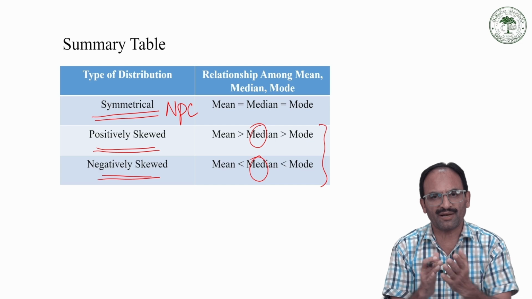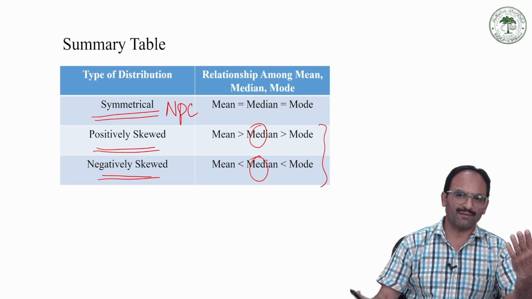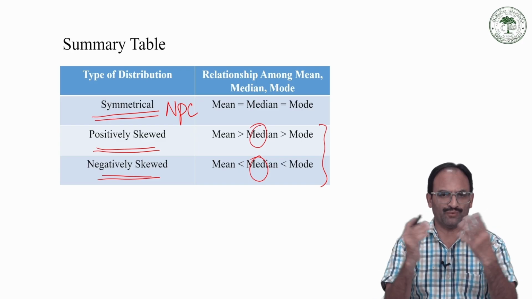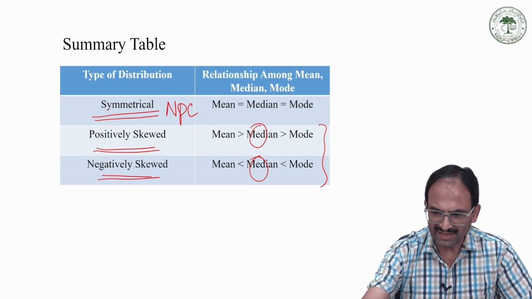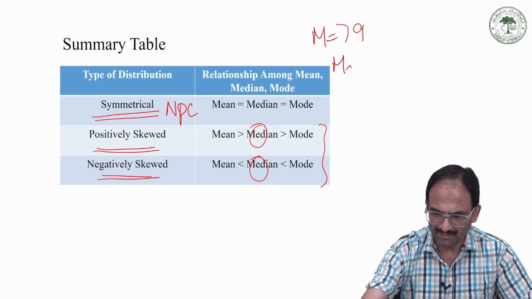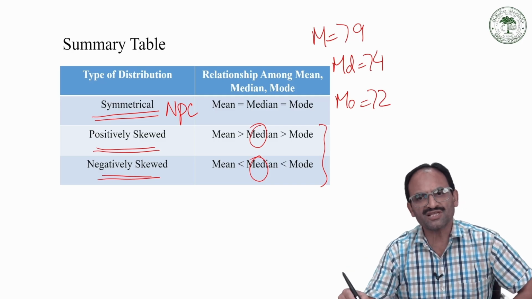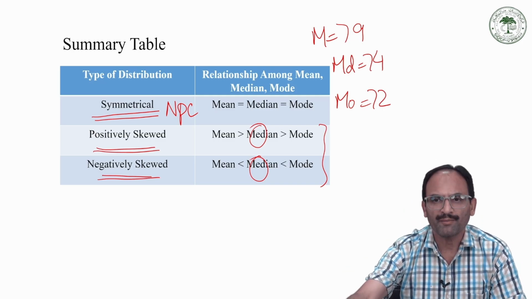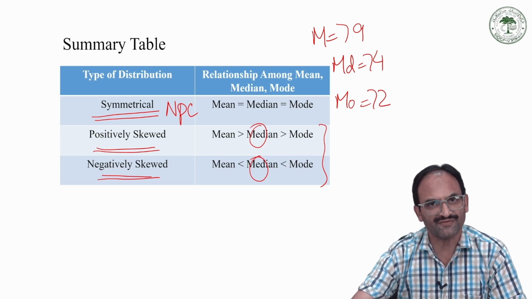So through this table we can easily understand. Another beauty of this table is that by simply seeing the value, suppose there is one distribution whose mean is 79, median you can say is 74, and mode is suppose 70. Now see the values. I am repeating, mean is 79, median is 74 and mode is 72.